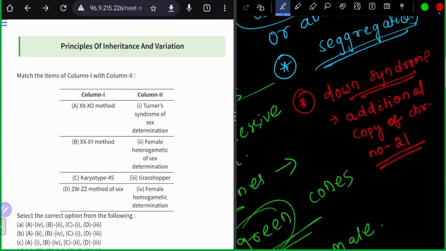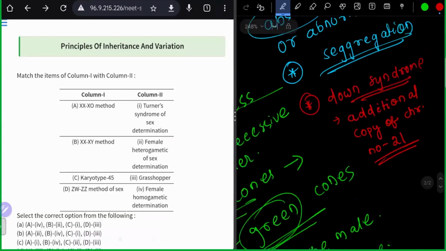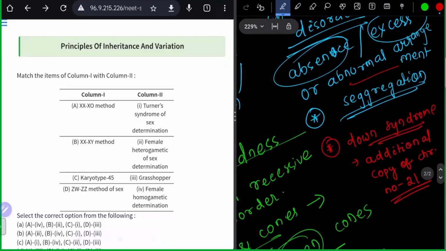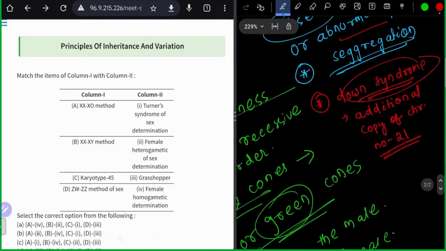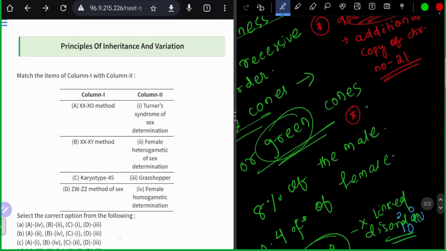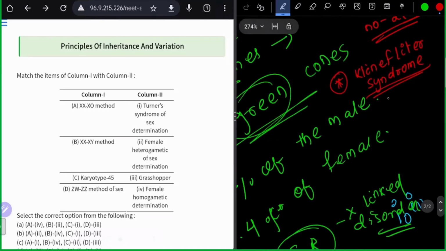Okay, that means there is an abnormal arrangement. Here you can see abnormal arrangement leads to chromosomal disorder. In Down syndrome, there is an additional copy of chromosome number 21 present. Okay, second is Klinefelter syndrome. Here there is an extra X chromosome present.